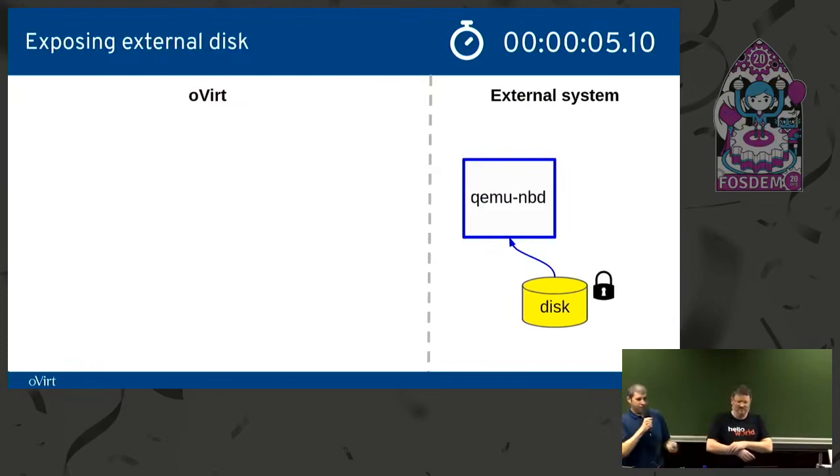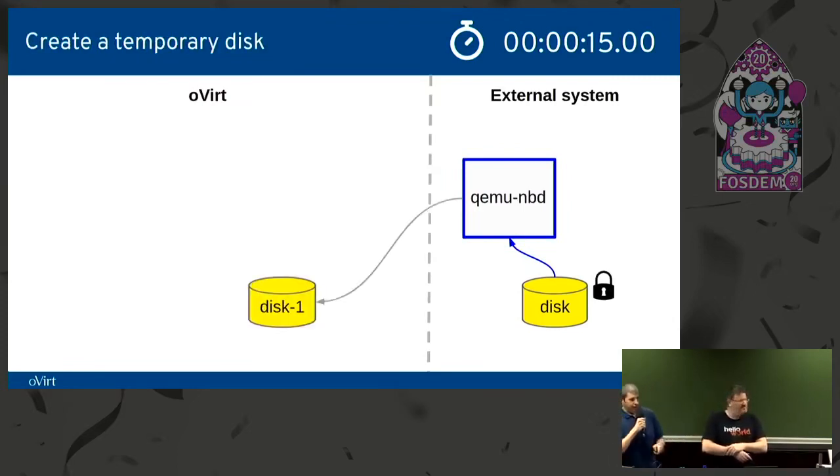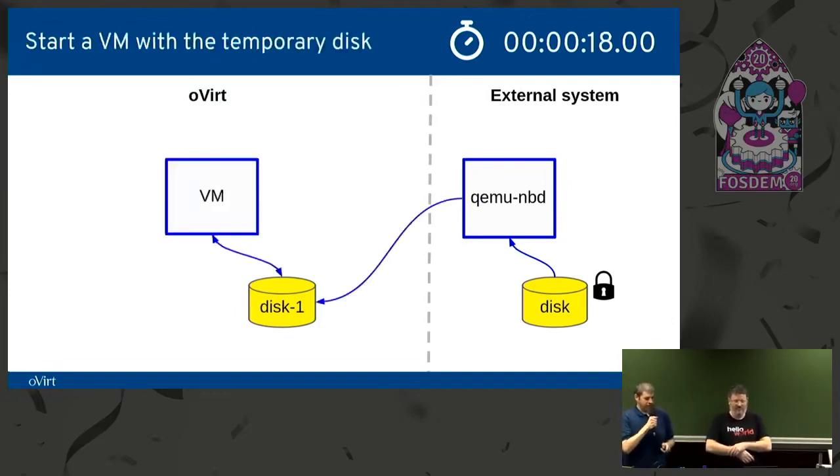Next, we need to expose the disk on the external system with QEMU NBD. Next, we can create a temporary disk on Overt. Just make sure that the disk is in read-only mode, so we don't corrupt the data. Now about 15 seconds have elapsed. Next step, we can simply start the VM with the temporary disk. So in less than 20 seconds, we have a running VM on a disk that is on an external system.